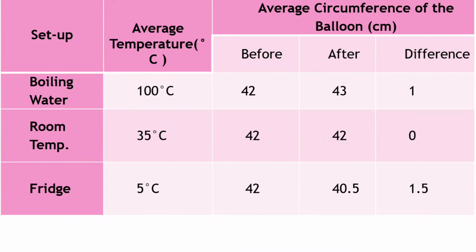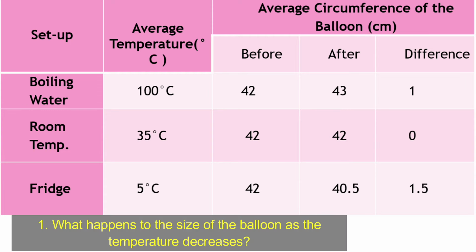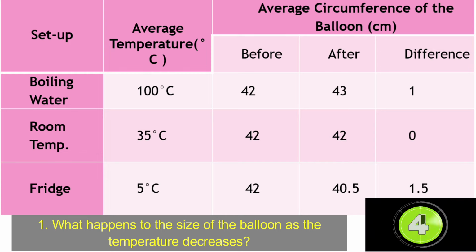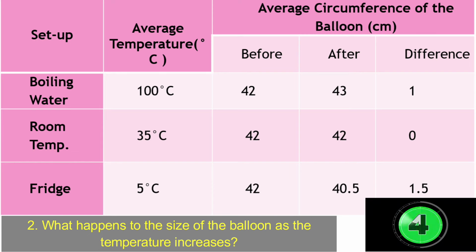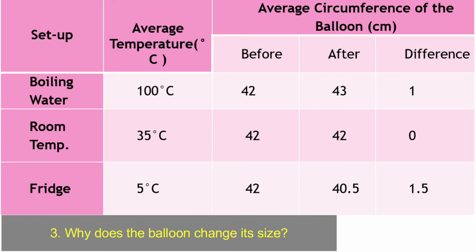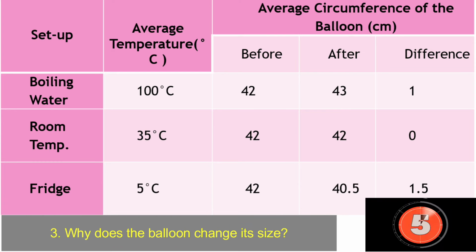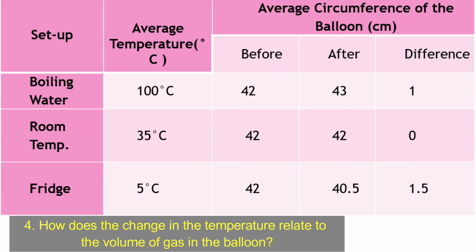Using the table, answer the guide questions. Number 1. What happens to the size of the balloon as the temperature decreases? Number 2. What happens to the size of the balloon as the temperature increases? Number 3. Why does the balloon change its size? Number 4. How does the change in the temperature relate to the volume of gas in the balloon?